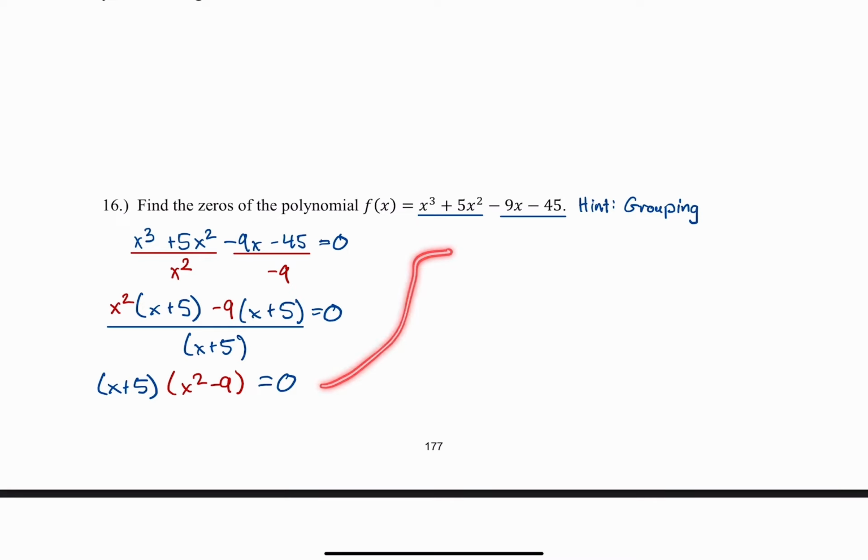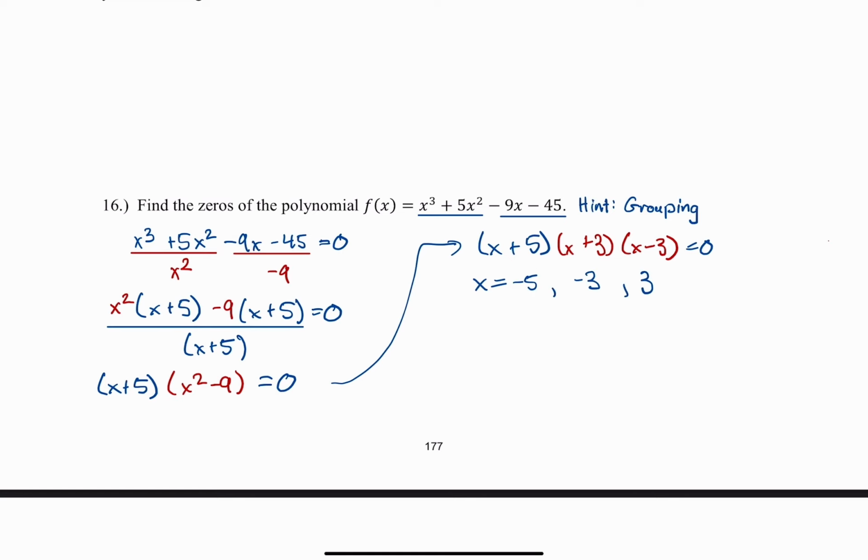Just to get some space, let's move up to the next column. Realize in red we have a difference of squares. So this is an x plus 3 and an x minus 3, still equal to 0. So our zeros are x equal to minus 5, negative 3, and positive 3.